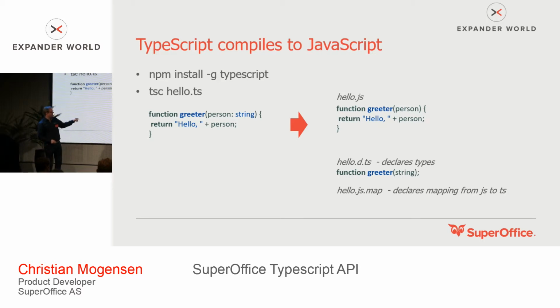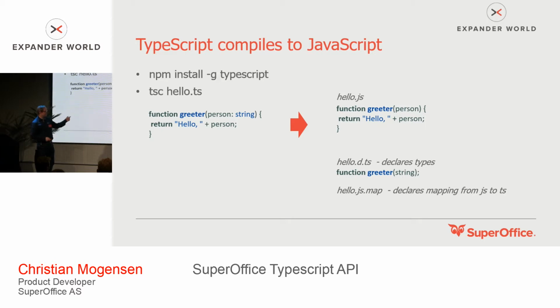So there's a hello.d.ts, which includes the type information. And things like Visual Studio Code and other tools can use these declaration files to provide IntelliSense and better tooltips and things while you're programming. And I think that's half of the purpose for TypeScript, is just to give you a better experience while you're programming.